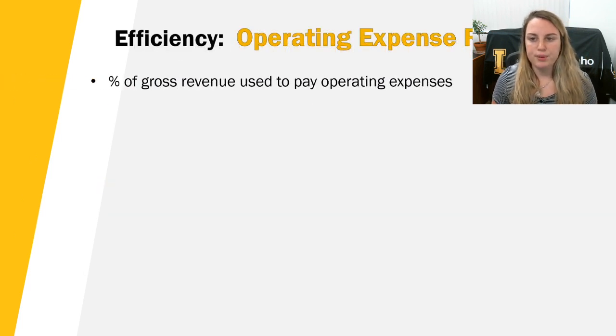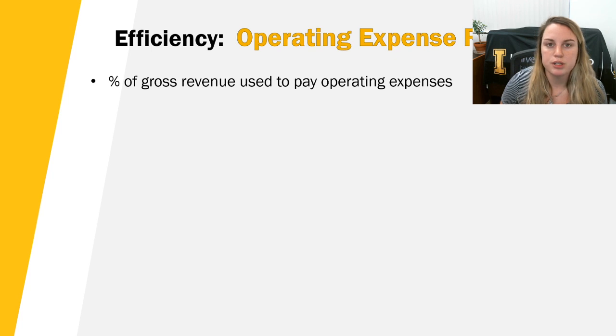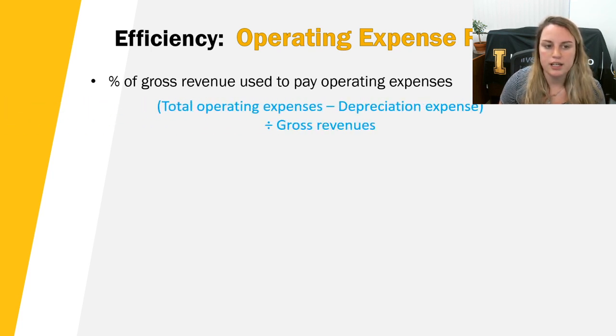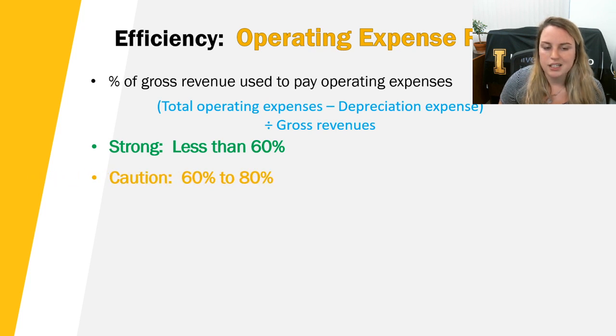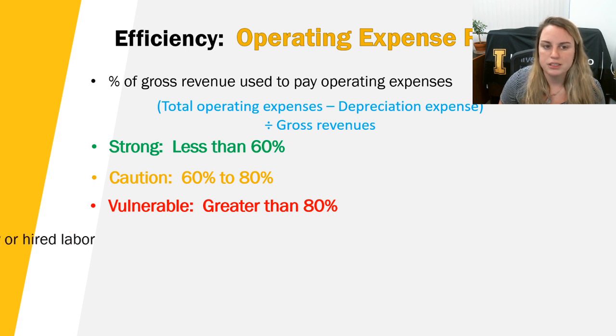The operating expense ratio is the percent of gross revenue used to pay for operating expenses. It's total operating expenses minus your depreciation expense, divided by gross revenues. It's strong if it's less than 60%, a caution if it's 60% to 80%, and vulnerable if it's greater than 80%.